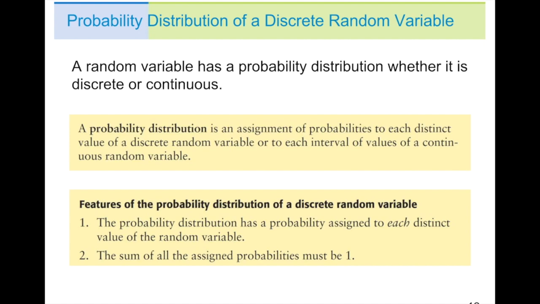Features of the probability distribution of a discrete random variable. 1. The probability distribution has a probability assigned to each distinct value of the random variable. And 2. The sum of all the assigned probabilities must be 1.